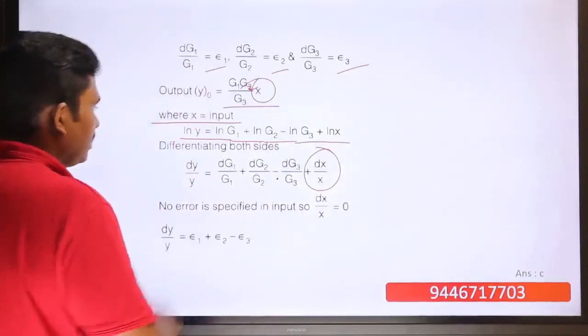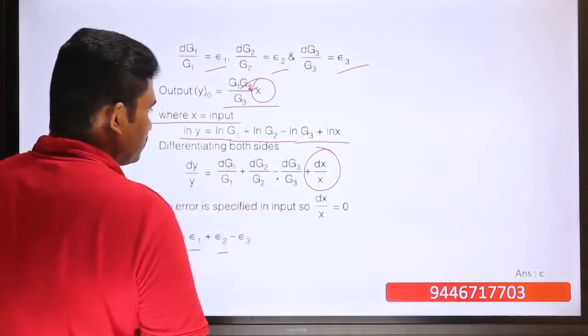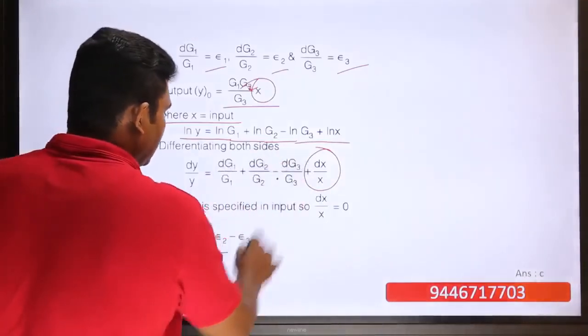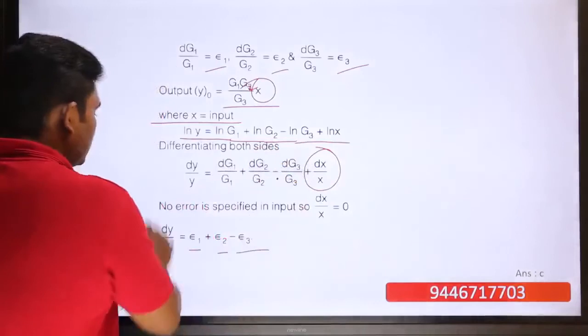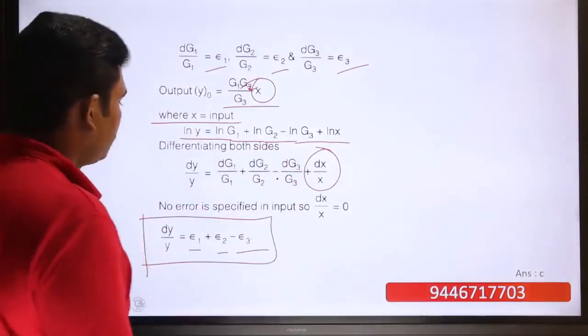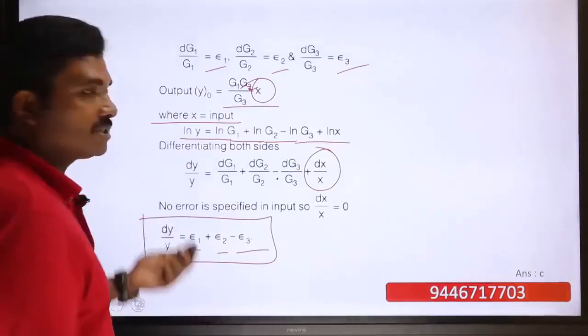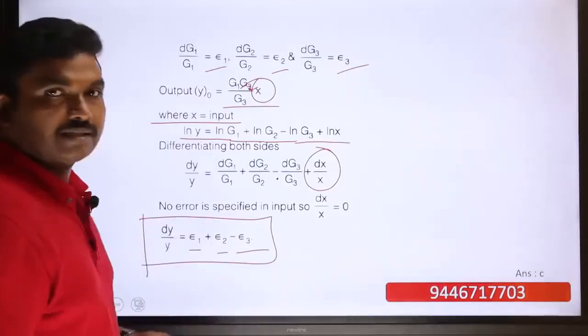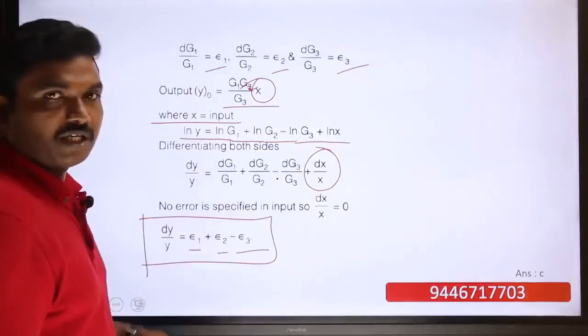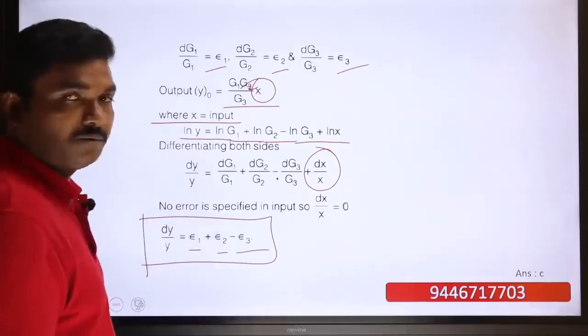And here dG1 by G1 is equal to epsilon 1, dG2 by G2 is equal to epsilon 2, and dG3 by G3 is equal to epsilon 3. So what is dy by y? dy by y becomes equal to epsilon 1 plus epsilon 2 minus epsilon 3. So when it is a multiplication of the gain, you will have to take the errors as the sum. When it is a division of the gain, you will have to take the error as the subtractive quantity.